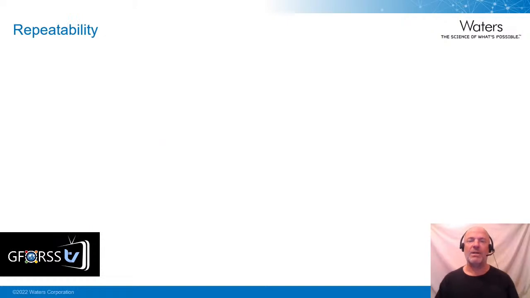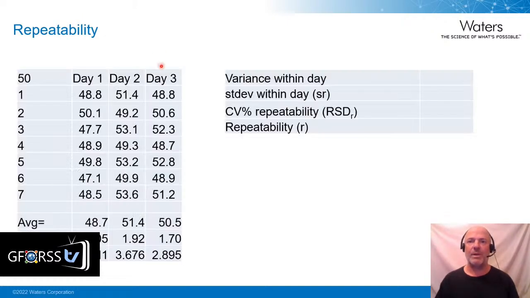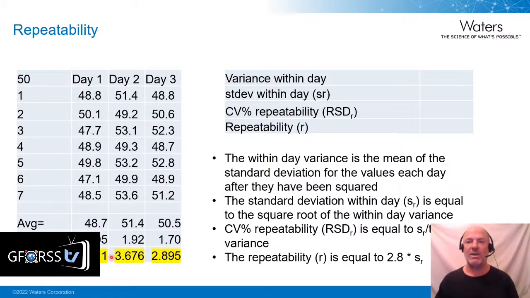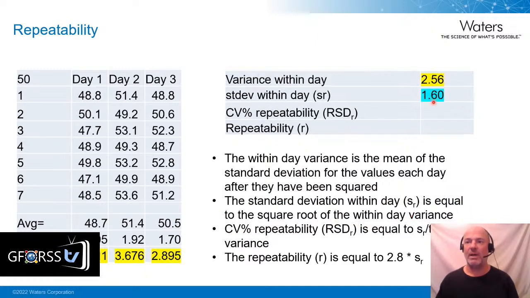So the next set of calculations I'd like to look at are for repeatability. So this is the same data set as we saw before. So this is 50 micrograms per kilogram, 7 replicates over 3 days. And the first parameter we want to calculate is the within day variance. And this is the mean of the standard deviation for the values each day after they've been squared. So these are the values each day, and so this is the variance within day. The next parameter is the standard deviation within the day. And this is equal to the square root of that within day variance, as we see here.